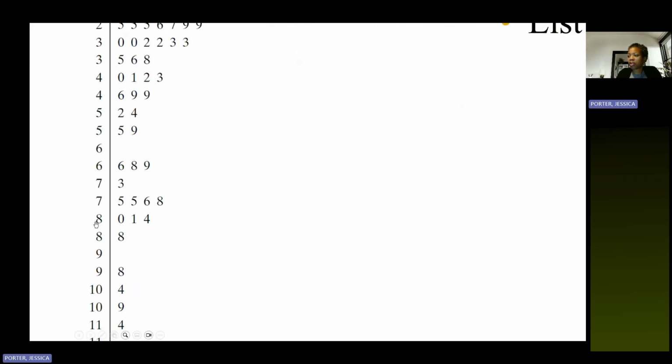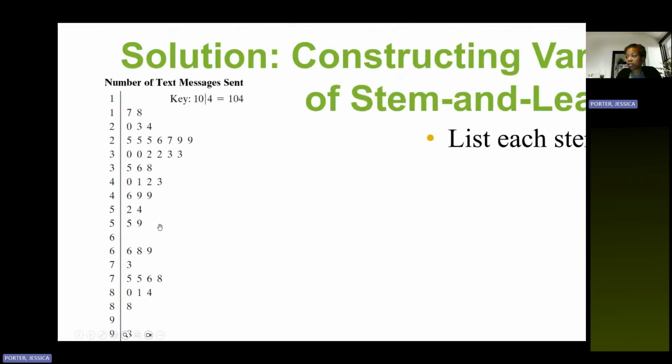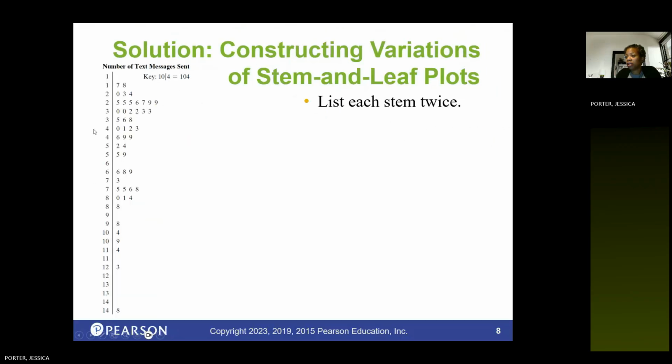Okay. So notice I've got on 8, 0, 1, and 4. And then on the second 8, I have the number 8, because on that second row, you have 5 through 9. And this kind of gives us a better picture of our cell phone usage. Yeah, it looks like we're between 17 and 60 is where the majority lies.